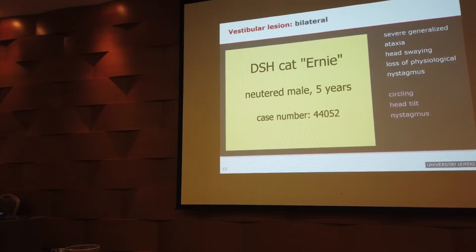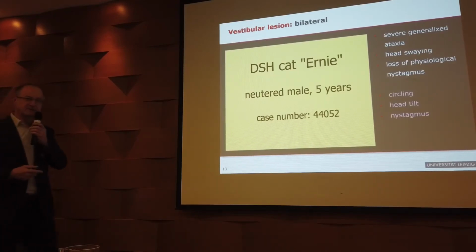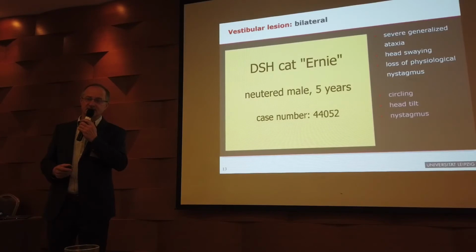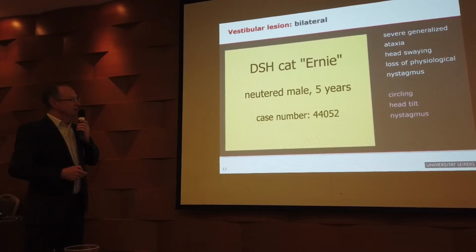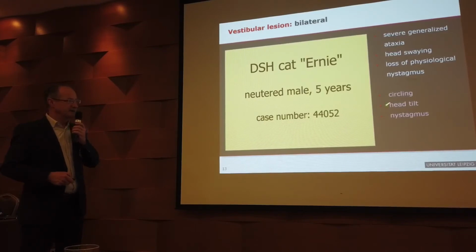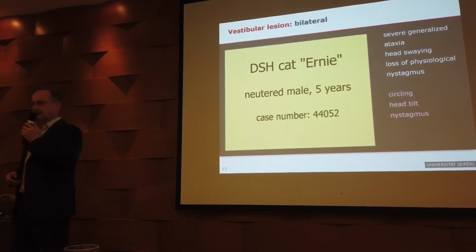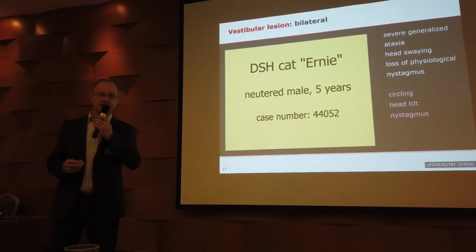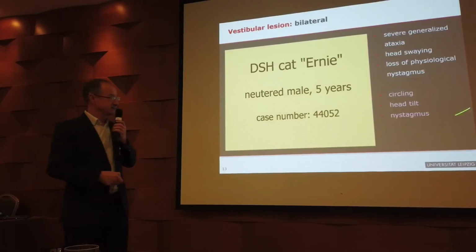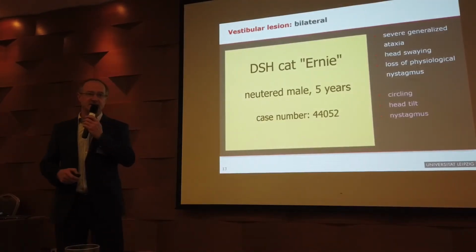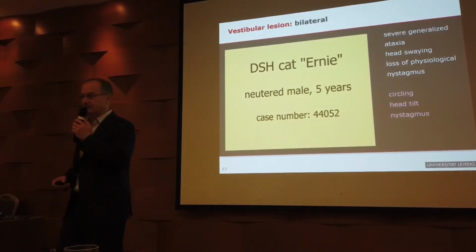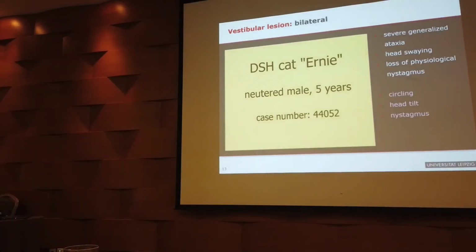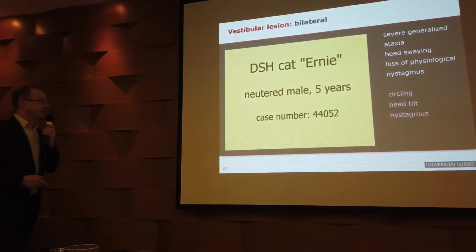What happens now if you have a patient with bilateral vestibular disease? We obviously don't get circling anymore. We don't get head tilt anymore. And we may not have a nystagmus anymore because neither the left nor the right side is providing any input to the brain. All those symptoms are caused by asymmetric input to the brain. But if both sides do not report to the brain anymore, then we get other symptoms.